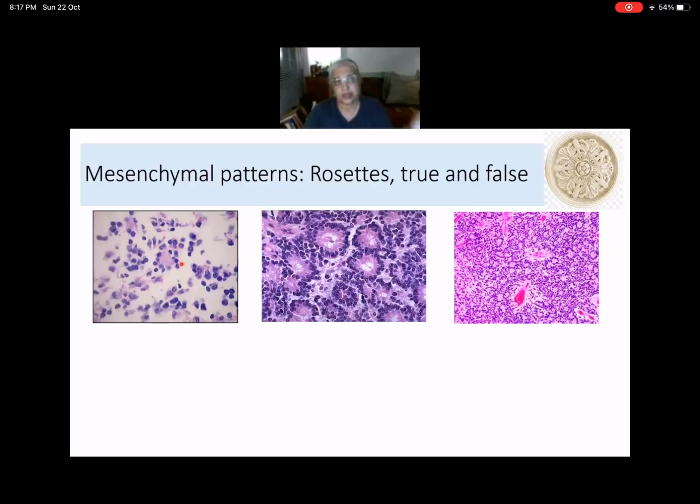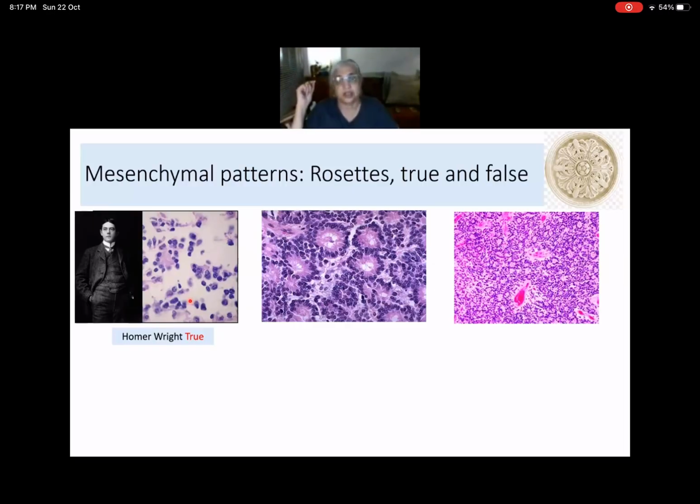Now we come to rosettes, true and false. There are lots of patterns. You know what this pattern is? You see that, by and large, rosettes are formed from small blue cells. So they're small blue cells, and the cytoplasm of the cell is merging or going towards the middle of the cell. And that is a Homer Wright rosette, called a true rosette.